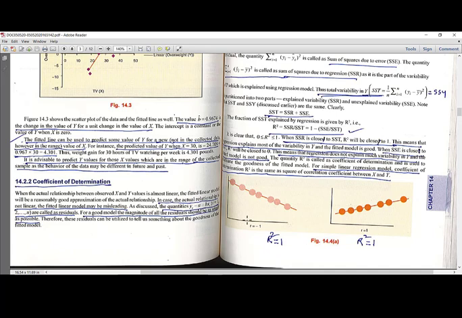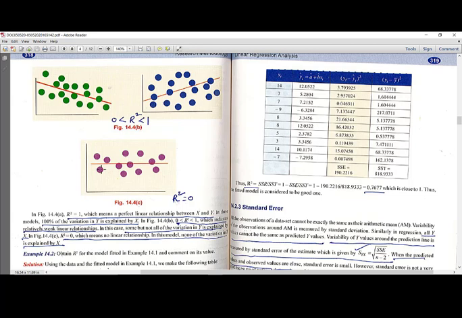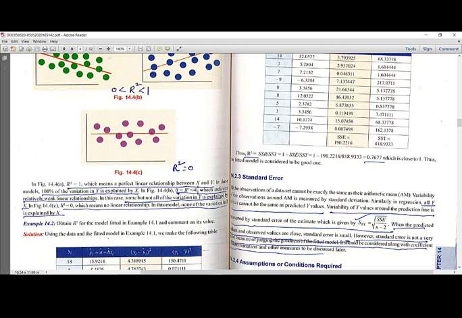Now if we take this figure, here R square can take any value between 0 and 1, this figure as well as this figure. But if you take this figure, here R square approaches 0 in this case. So R square equal to 1 means a perfect linear relationship between X and Y. In these models, 100% of the variation in Y is explained by X.